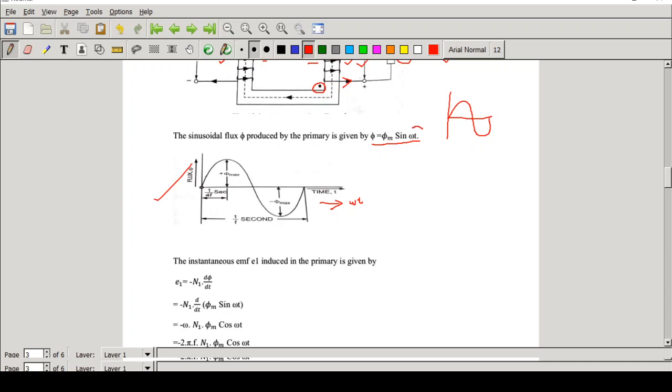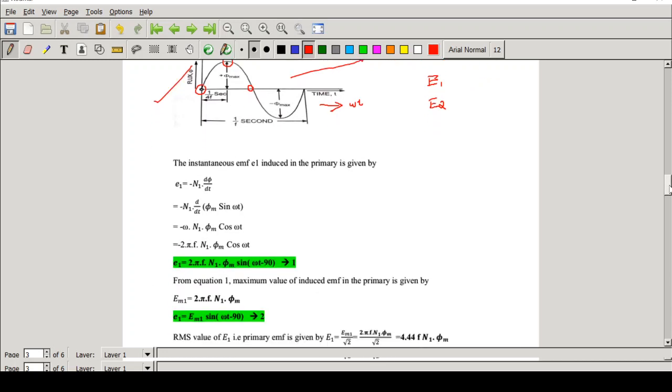Now if omega t is equal to 0, what is sine 0? It is 0, so I get this point. If I take omega t equal to 90, the flux will have its maximum value at this point. If I take omega t equal to 180, sine 180 is 0, so again I get this point, and this will continue on the other side. This is how you get alternating flux, which can be represented using this equation. Now we will see how the induced EMF, that is E1 and E2, can be related with the flux.